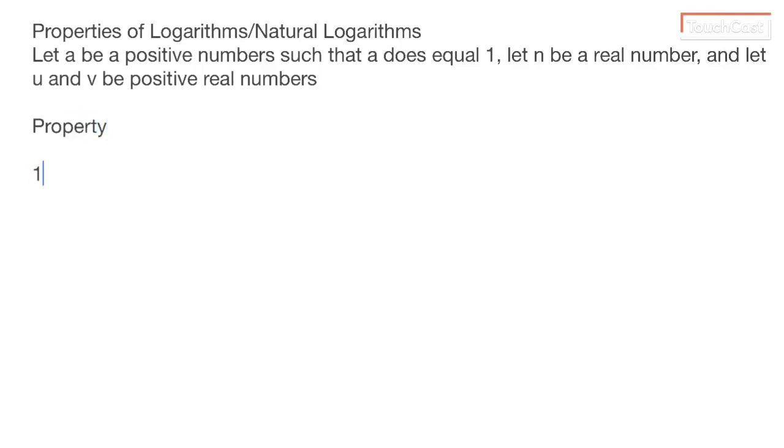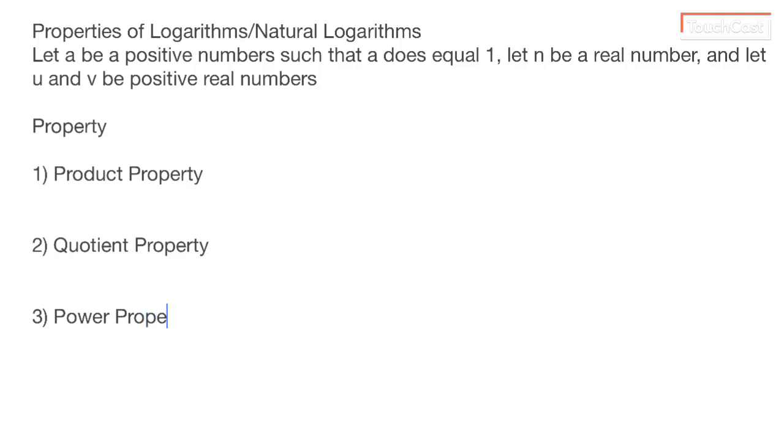So there's 3 properties that we're going to write down right now. We've got the product property, we've got the quotient property, and lastly we've got the power property. So we're going to look at this with 2 different types of bases. The first one is going to be a log with base a. And then the other one we're going to look at is the natural log.